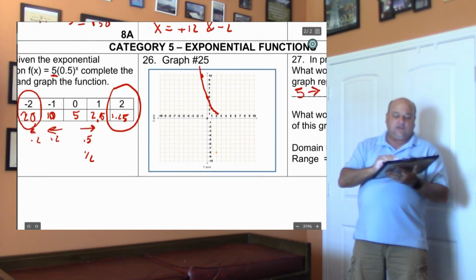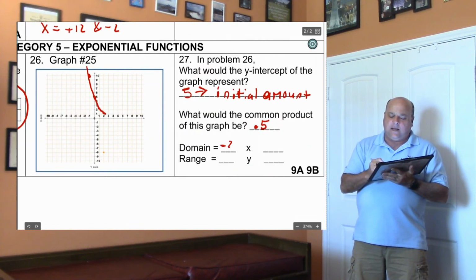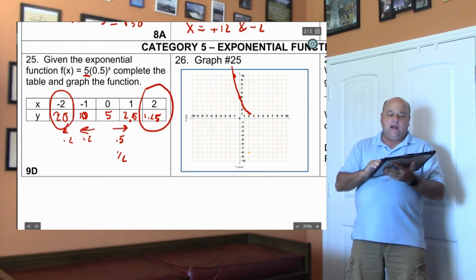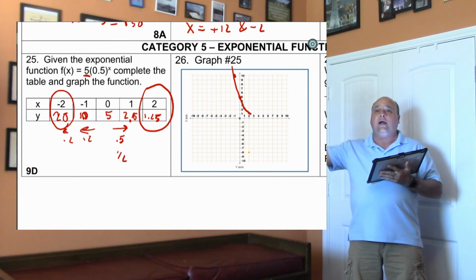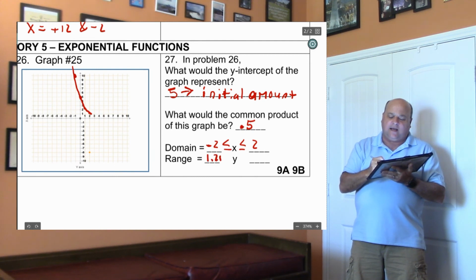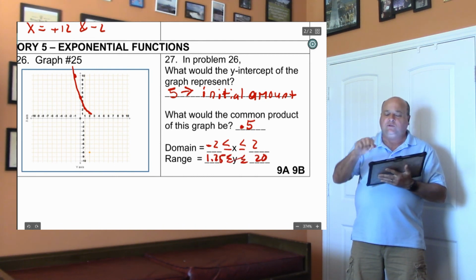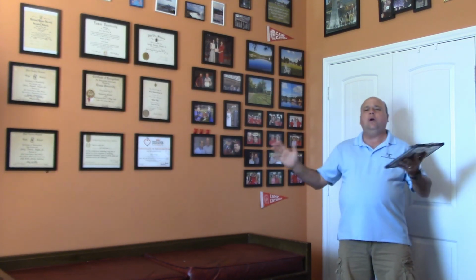The domain is going to go from negative 2 to 2. So the domain goes from negative 2 less than or equal to x less than or equal to positive 2, doesn't it? The range is going to go from 1.25 to 20. Remember, don't go left or right, small to big. So the range starts at 1.25 and goes up to 20, and then you put less than or equal signs. Piece of cake.